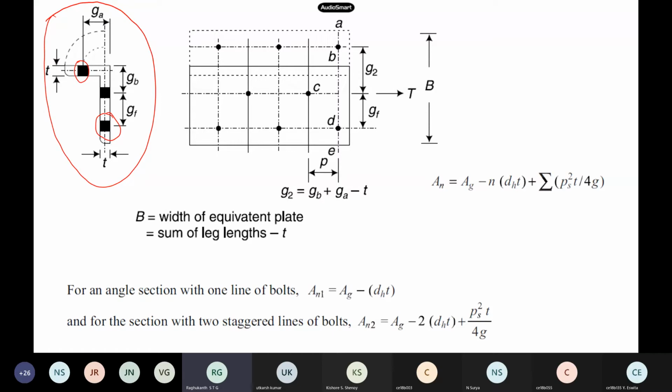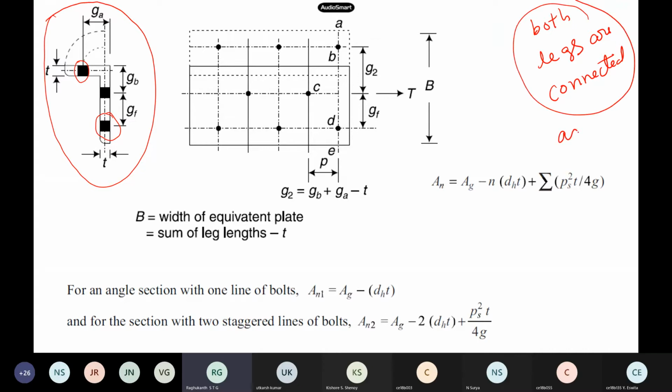What our code recommends, it has been observed and matches with the experiments also, is this: whenever you have an angle section where both legs are connected, this case is valid. If one leg is not connected, that goes separately; we will see that one, where the shear lag you have to take into account. So both the legs are connected for an angle section.